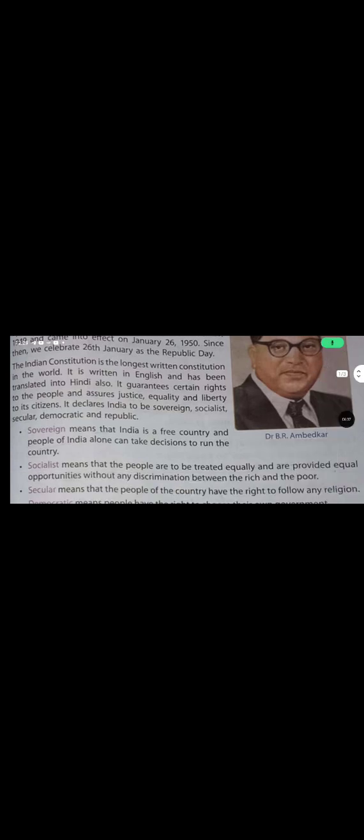Now we are moving to the next topic. As we all know, it's the longest written constitution in the world. It is written in English and has also been translated into Hindi. It guarantees certain rights to the people and assures justice, equality, and liberty to its citizens. It declares India to be sovereign, socialist, secular, democratic, and republic.